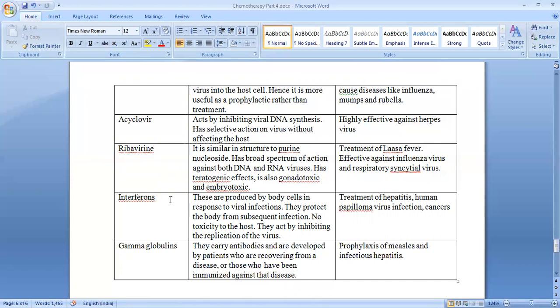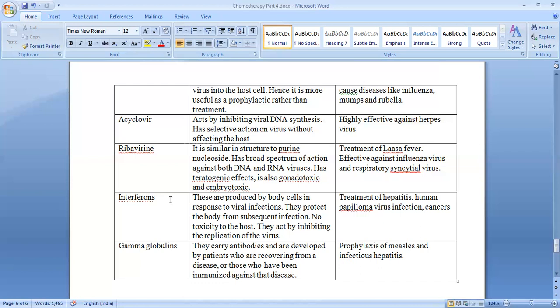They will not allow them to enter the body and cause any infection. Okay? And because they are produced by our body itself, they don't have any toxic effects. They have been tried in treatment of hepatitis, in treatment of human papilloma virus infections, and in treatment of certain cancers also. They have been found to be useful.